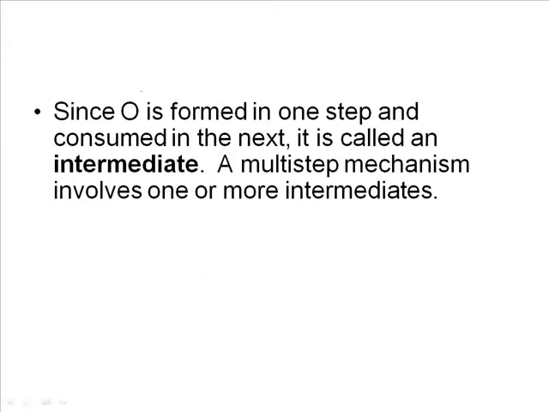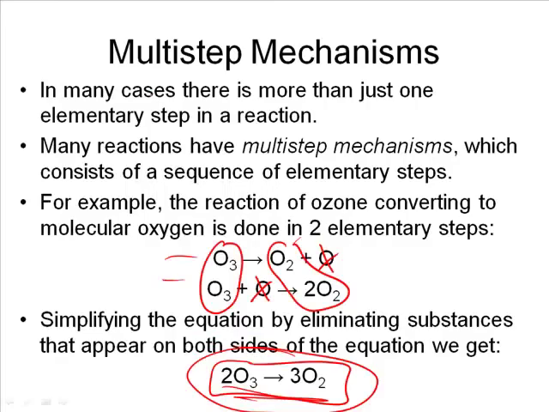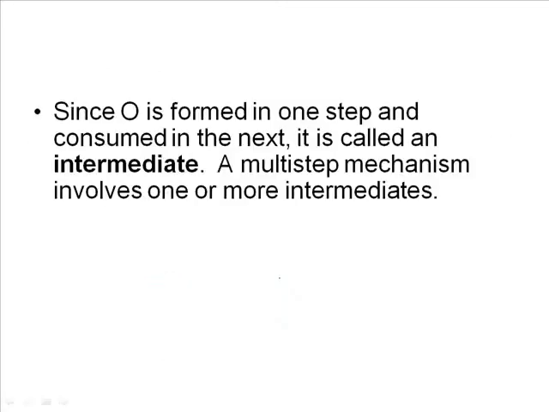So that oxygen atom I was just talking about right here, since that oxygen is formed in one reaction and then it's used up in a subsequent step, and it doesn't have to be the next step. A lot of times you'll have 4 or 5 steps in a reaction. It can be produced in the first reaction, then not used again until the third or the fourth. When that happens, that oxygen atom is called an intermediate.